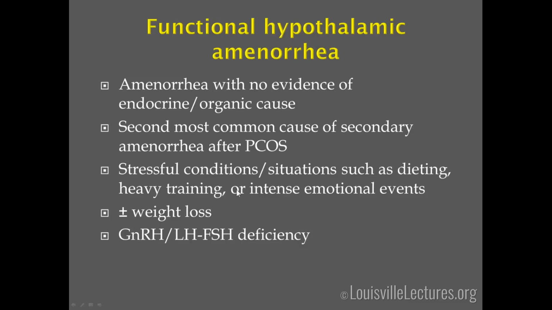So much more common than anorexia nervosa is something called functional hypothalamic amenorrhea. It's the second most common cause of secondary amenorrhea nowadays after PCOS. And this is amenorrhea with no obvious endocrine or organic etiology. As I said, it's the second most common cause. And you see this in women who have stressful conditions, situations such as extreme dieting, often with heavy exercise training, or those who have intense emotional events. Often there's weight loss, but not necessarily, and there is a disturbance in GnRH and thereby LH secretion.